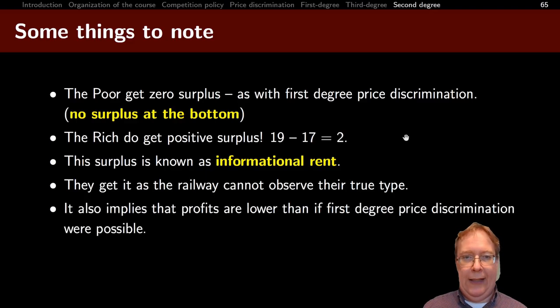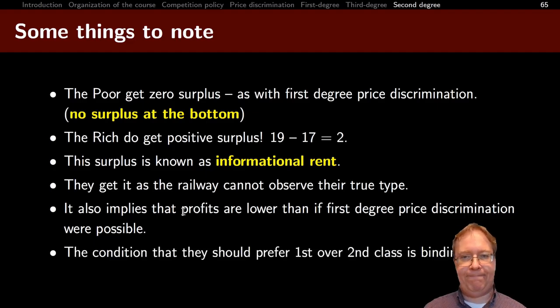It also implies that profits are lower than if first-degree price discrimination were possible. Yes, in my complete information analysis, profits were even higher because then I didn't have to pay this informational rent to the rich. And indeed, what drives the price of the rich is that they should prefer third over second.